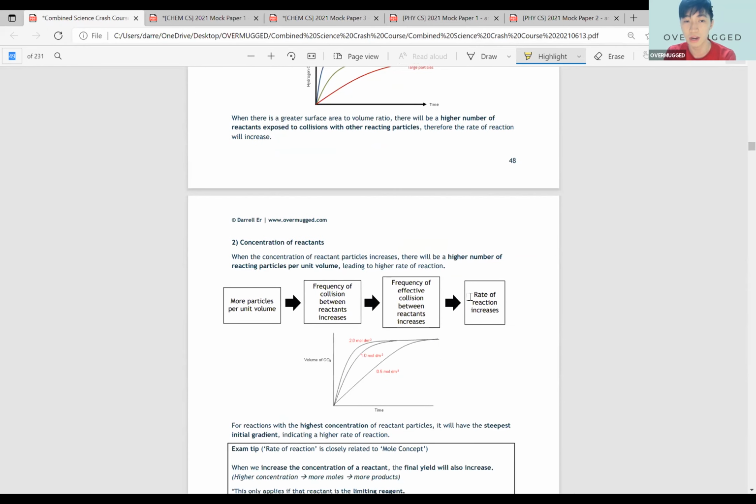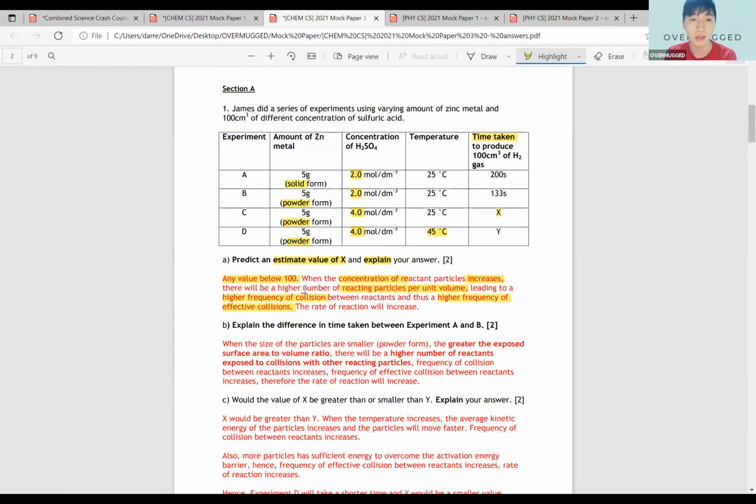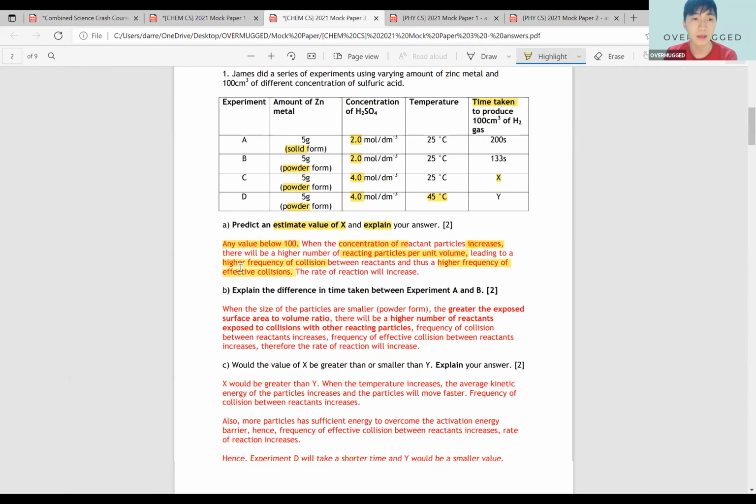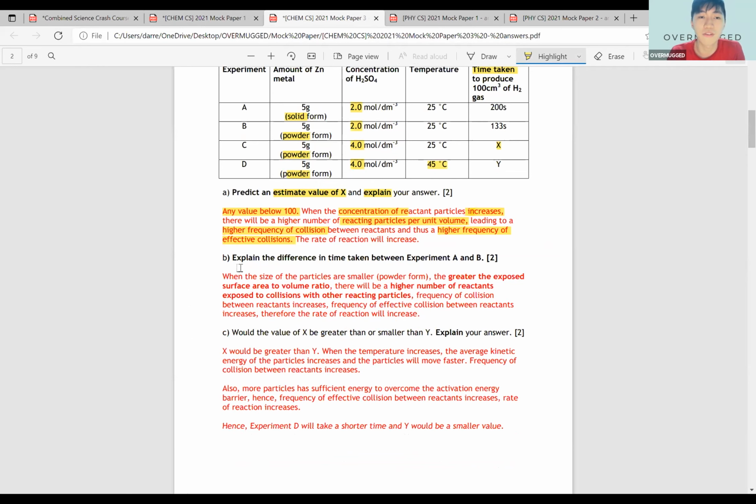If you get the keywords right, then you definitely will get the mark. Okay, so that is for part A. Part B, explain the time difference in time taken for experiment A and B. The main difference would be about solid versus powder.